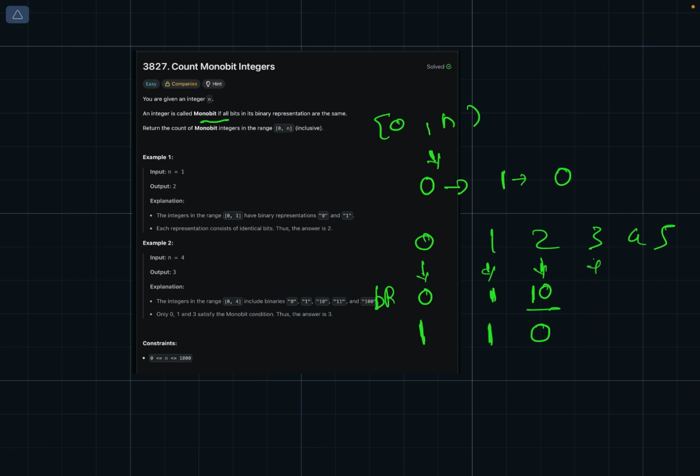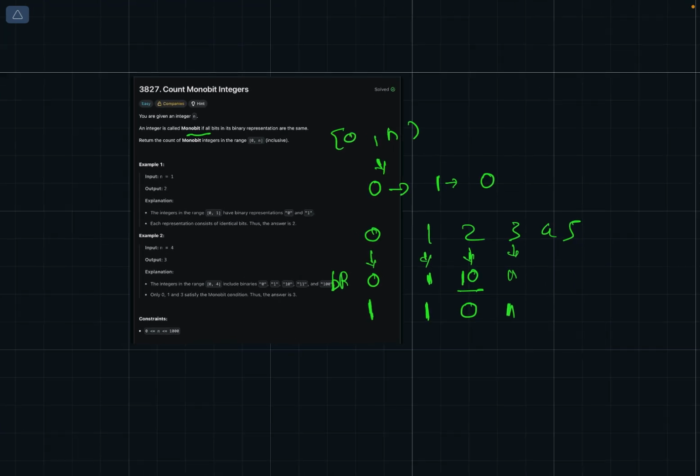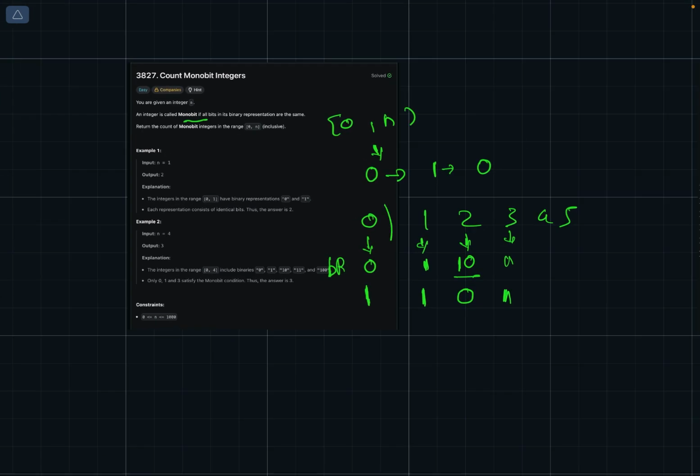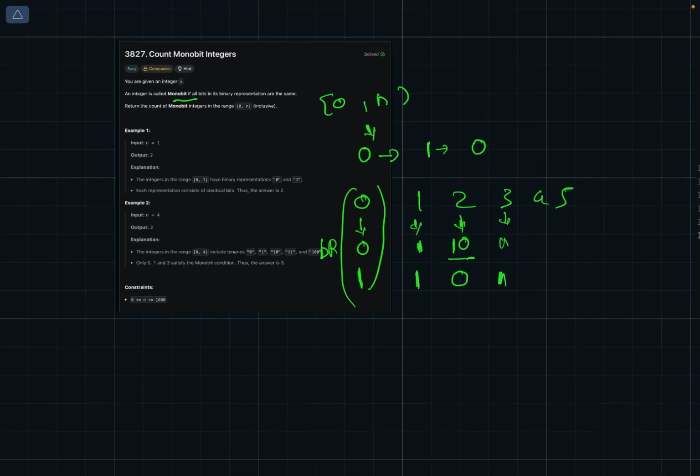And what about 3? 3 is also a monobit because its binary representation is 1 1. Okay, so we have to count each, and here is one crux: 0 is counted because 0 is represented as a single 0 bit.